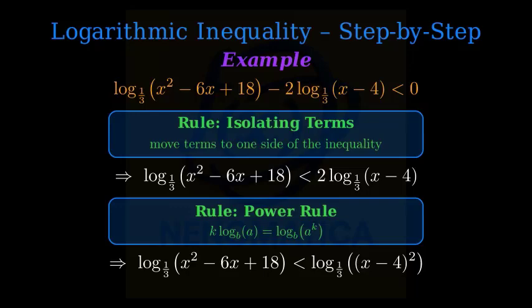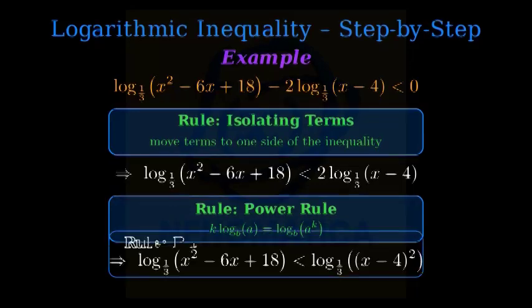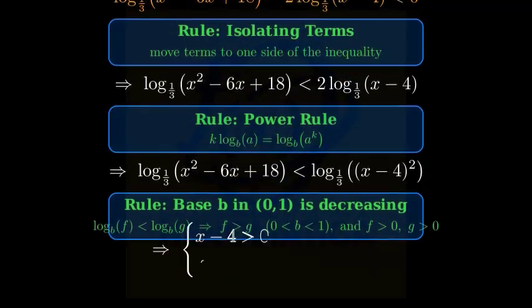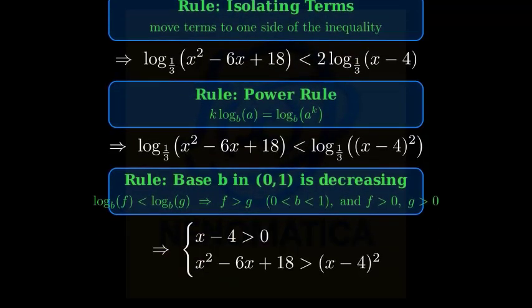Step 3. Remove the logarithms correctly. Because the base 1/3 is between 0 and 1, the log function is decreasing. That means inequalities reverse direction when we drop the logs. Also, every log argument must be positive. Therefore, we obtain a system: x minus 4 greater than 0, and x squared minus 6x plus 18 greater than the quantity x minus 4 squared.